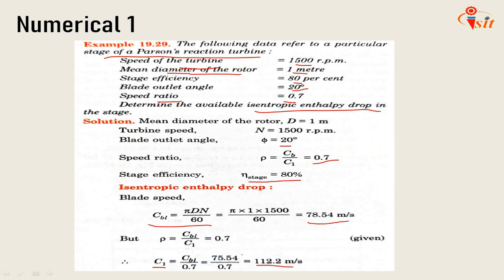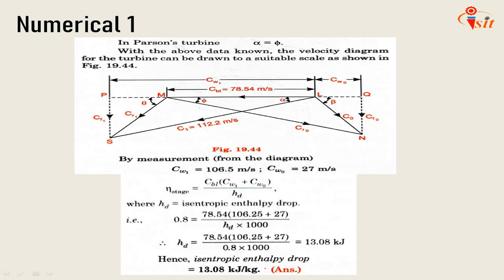Here there is a printing mistake, it says 75.54. You can correct it. So C1 is coming 112.2 meter per second. Next, we need to calculate the stage efficiency. Actually that is given as 80%, but that will be used to calculate HD, that is the isentropic enthalpy drop.